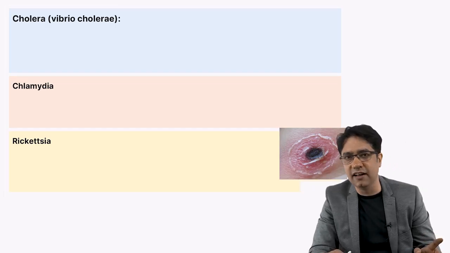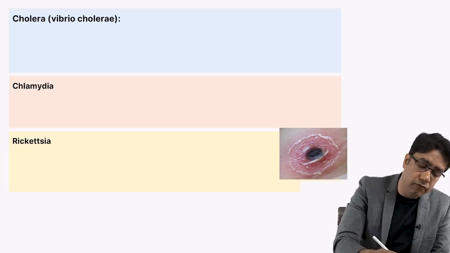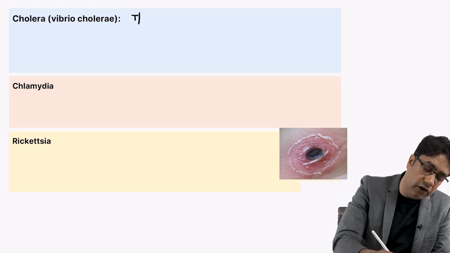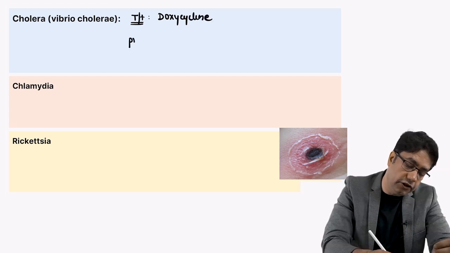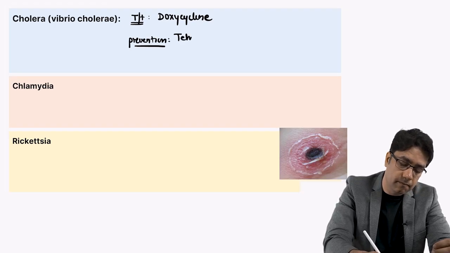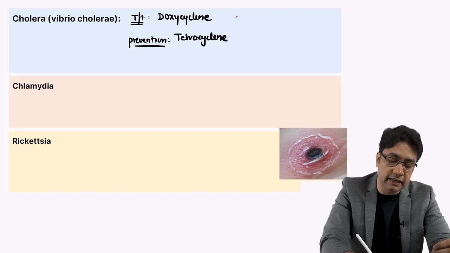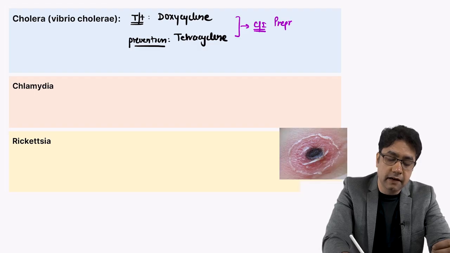So the first is cholera. Cholera is caused by Vibrio cholerae, with a lot of diarrhea. Remember, what is the drug of choice for treatment of cholera? For treatment of cholera, we give doxycycline. For prevention, we give tetracycline. Now, we know one thing, that doxycycline and tetracyclines are contraindicated in pregnancy and in children less than 8 years of age.